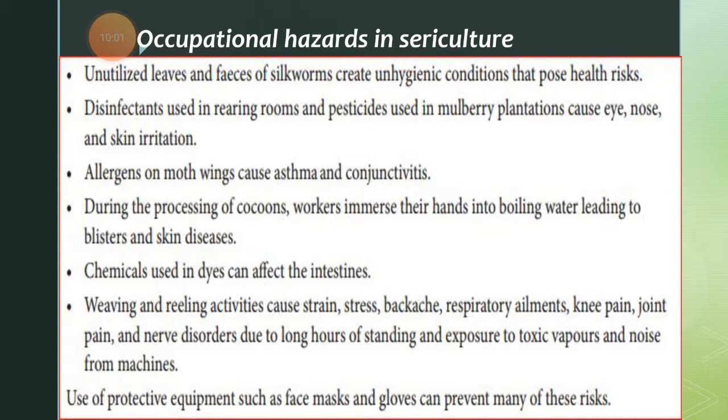During the processing of cocoons, workers immerse their hands into boiling water, leading to blisters and skin diseases. Chemicals used in dyes can also affect health. Weaving and reeling activities cause strain, stress, and backache. Backache is nothing but spinal cord ache. Respiratory ailments, knee pain, joint pain, and nerve disorders occur due to long hours of standing and exposure to toxic vapors and noise from the machines. Using protective equipment such as face masks and gloves can prevent many of these risks. So the workers face these many risks and they give the silk product to us.